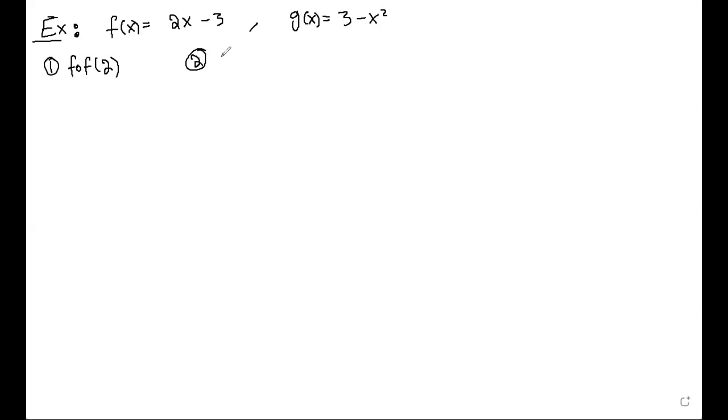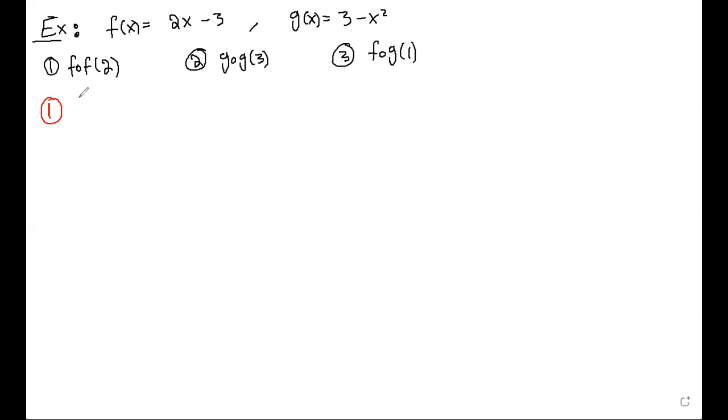So the function is here, the example again. f of x is 2x minus 3. g of x is 3 minus x squared. First one is f circle f of 2, number 2, g circle g of 3, and f circle g of 1.